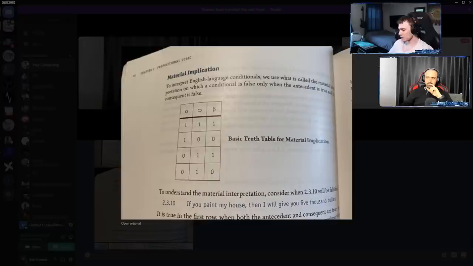And honestly, what I would say is you just want to focus on the first two rows. Don't worry about the later two rows. Once you have a better understanding of logic, you'll be able to understand why the material conditional, or the material implication, is done like that, and it'll make a bit more sense. But for now, I would just ask you to go with the flow on that one. Either way, you can see what the table looks like. You can see when it's true.